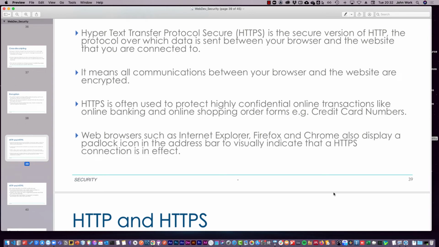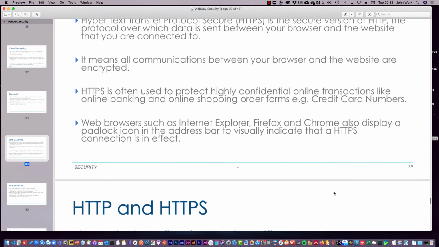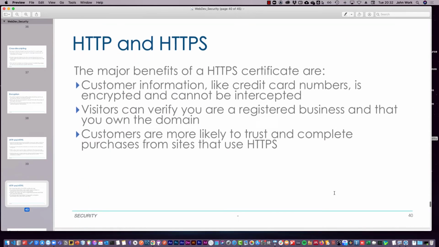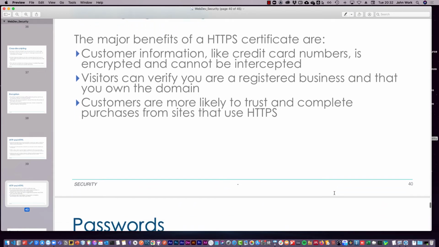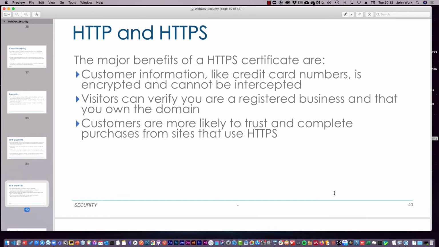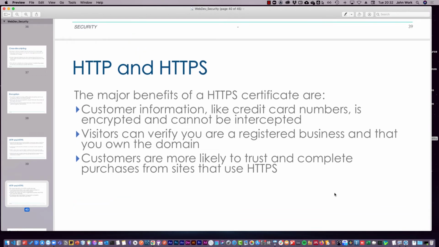If you don't have that lock symbol, that means it's not a secure website. Web browsers such as Internet Explorer, Firefox and Chrome also display a padlock icon in the address bar to visually indicate that an HTTPS connection is in effect. The major benefits of a certificate are that customer information like credit card numbers is encrypted and cannot be intercepted. Visitors can verify you are a registered business and that you own the domain. Customers are more likely to trust and complete purchases from sites that use HTTPS. Nowadays, if you visit a site and it's not secure, Chrome will show a big red error message, so enter at your own risk.